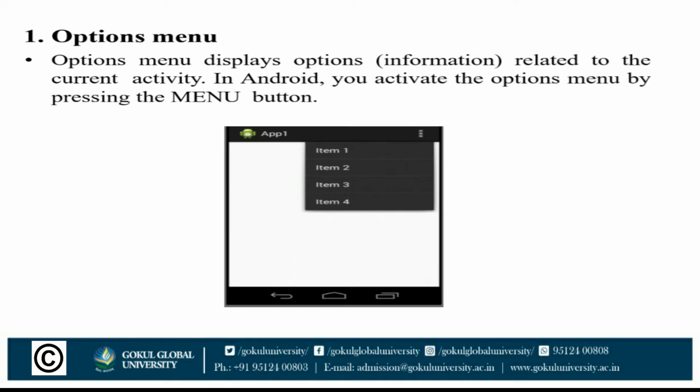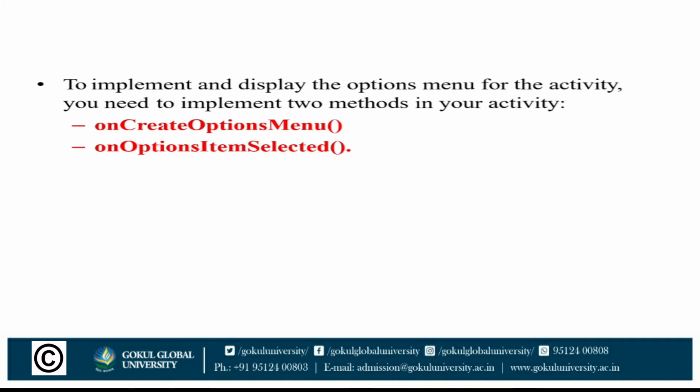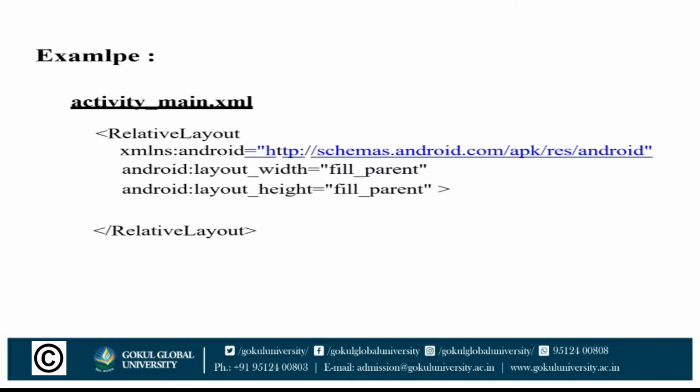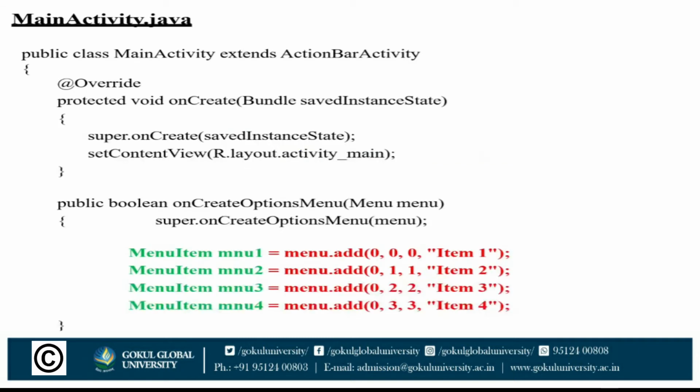Option menu. An option menu displays options related to the current activity. In Android, you activate the option menu by pressing the menu button. To implement and display the option menu for the activity, you need to implement two methods in your activity: onCreateOptionsMenu and onOptionsItemSelected. Let's understand the option menu through an example. In the activity_main.xml file, create a relative layout.